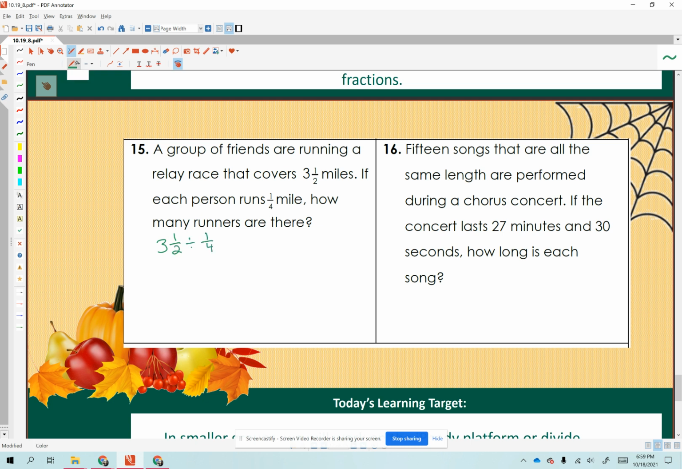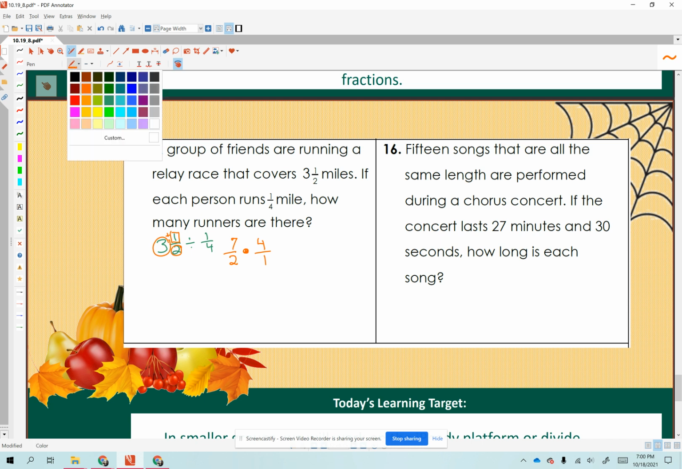So the first thing we'll need to do is convert that 3 1/2 to an improper fraction. Right now it's a mixed number. 3 times 2 is 6, plus the numerator 1 makes 7 over 2. We'll change the division to multiplication, and we'll have 4 over 1 for our second fraction.